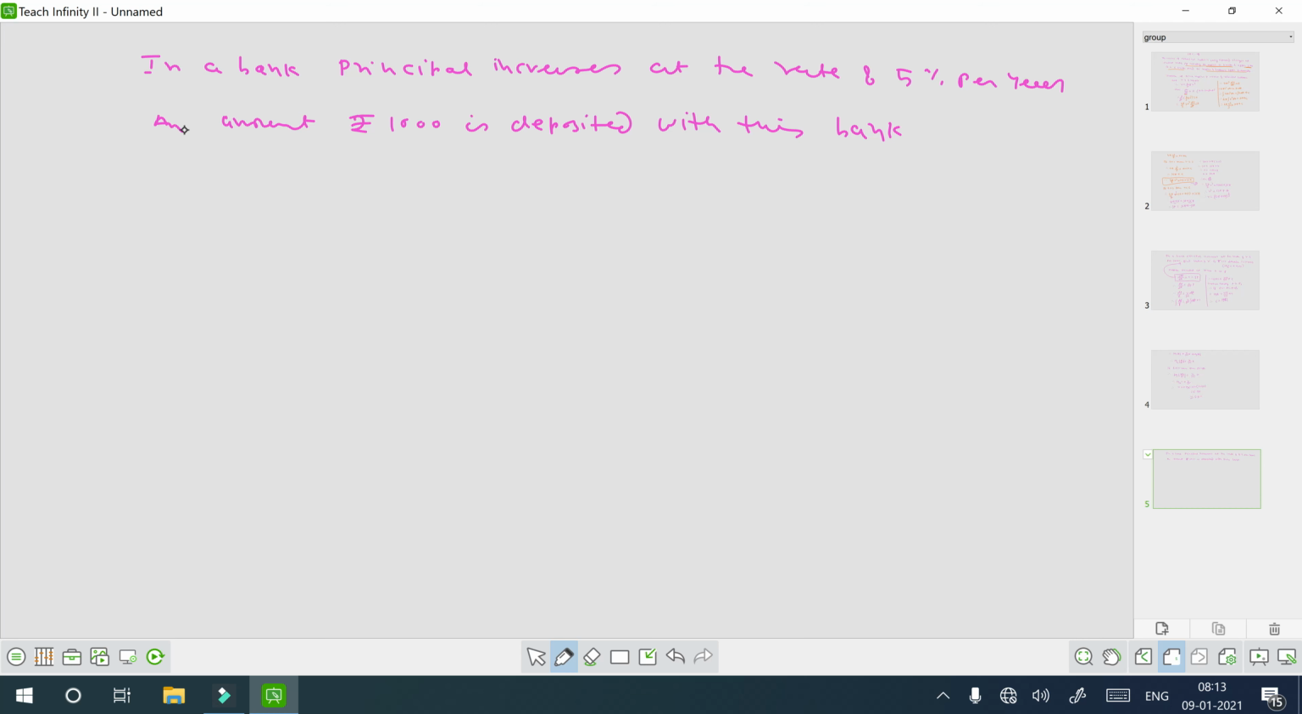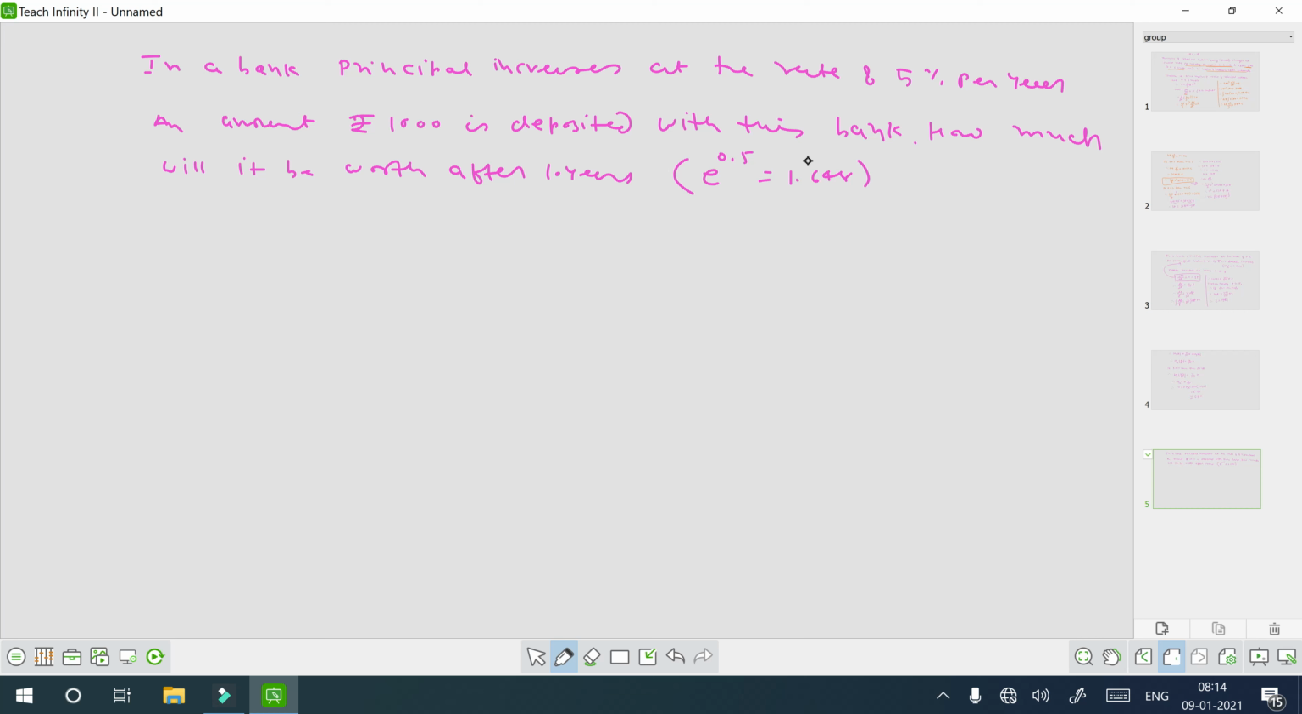How much will it be worth after 10 years? One value is given to us: e raised to 0.5 is equal to 1.648. That is given to us.